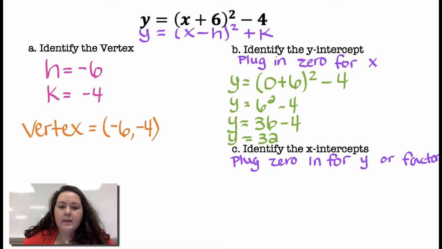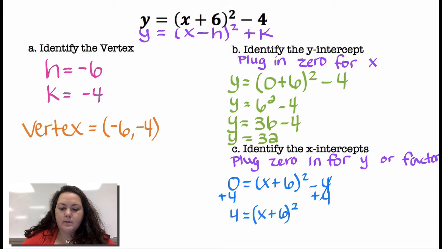And then to find the x-intercept, I'm going to plug in 0 for y. Or you can factor, so if it's factorable, you can do it that way. I have 0 equals x plus 6 squared minus 4. So this one, I'm going to have to move the 4 over, and I have 4 equals x plus 6 squared. I'm going to have to square root to get rid of that squared. So I have positive or negative 2, because when I took the square root of 4, remember it's positive or negative, equals x plus 6.